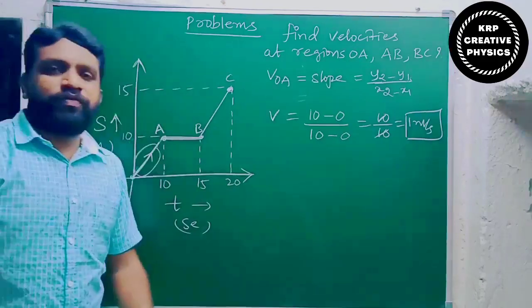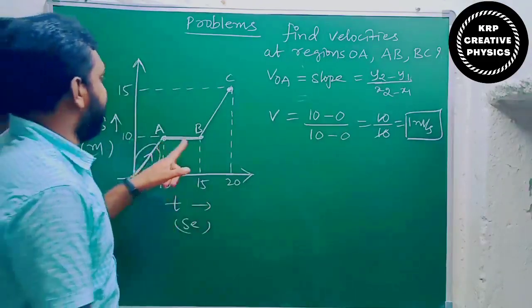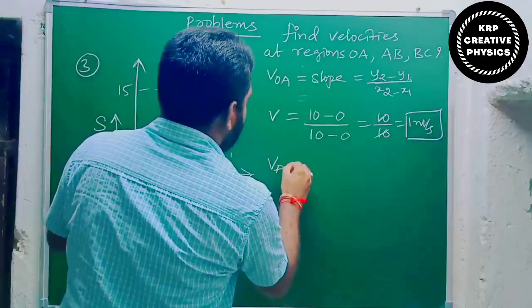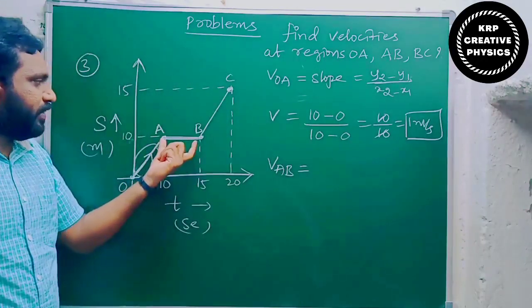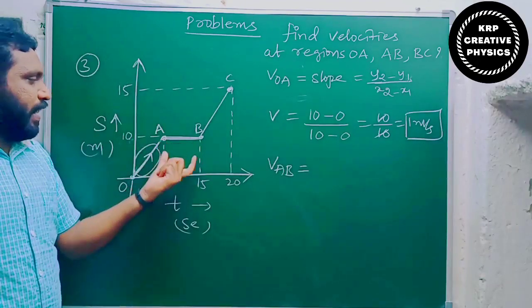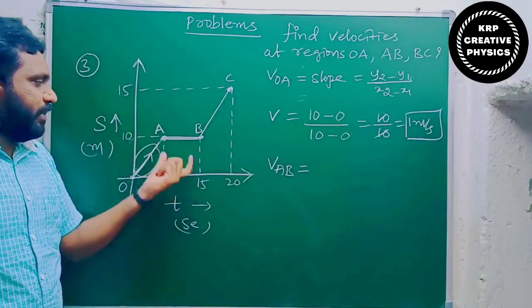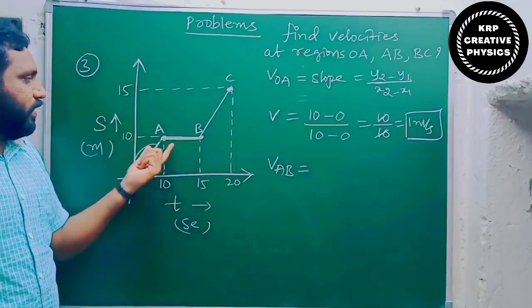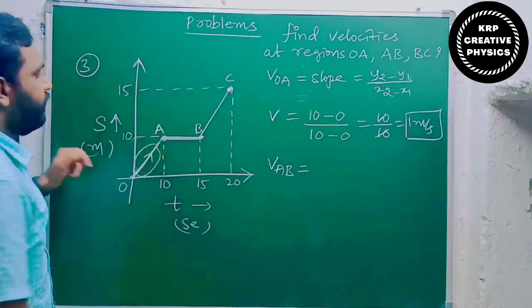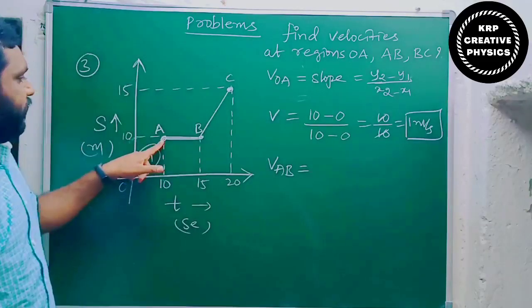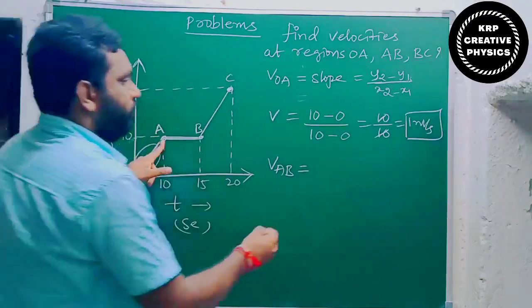Okay friends, now we are going to find the velocity between AB, VAB, the velocity in the AB region. It's very simple here. If we consider this particular line, the AB line, it is parallel to the time axis, parallel to the x-axis. So from A to B, if we observe, there is no change in displacement. So the displacement is not going to change.